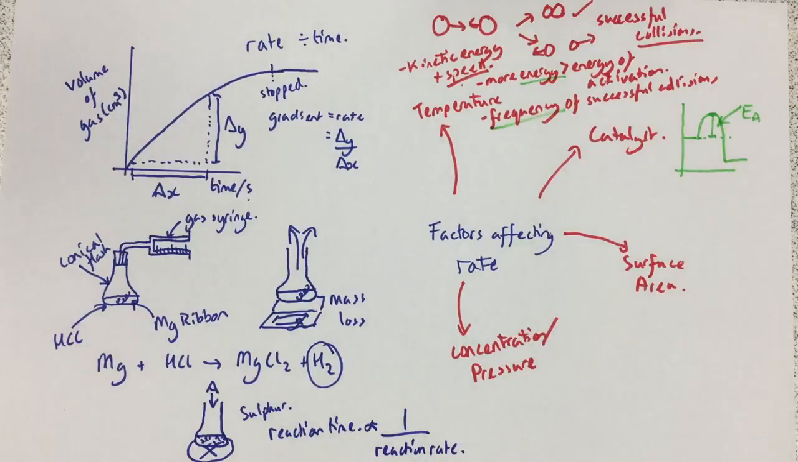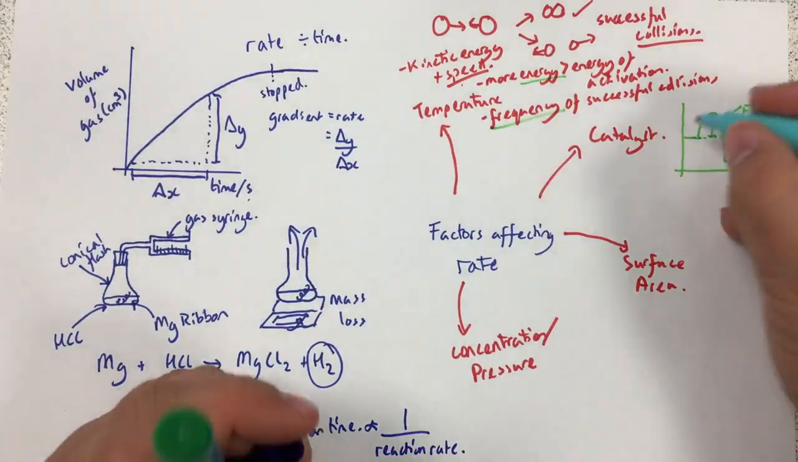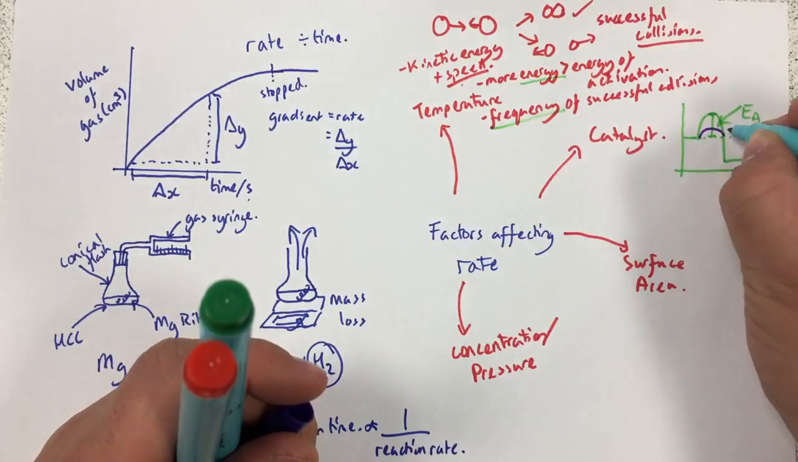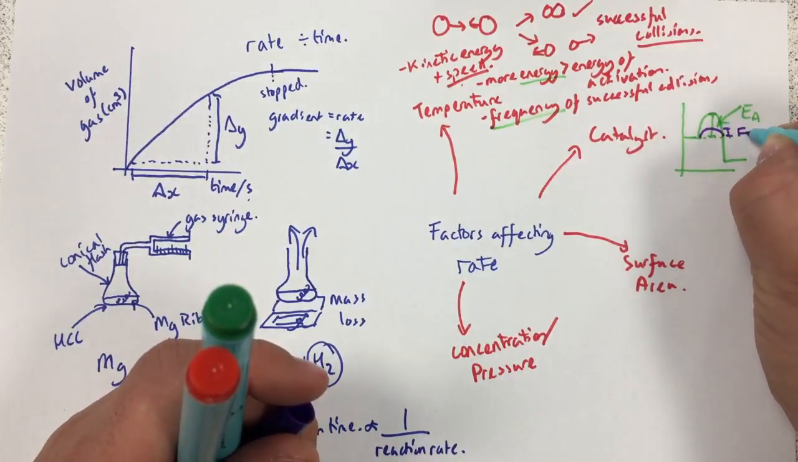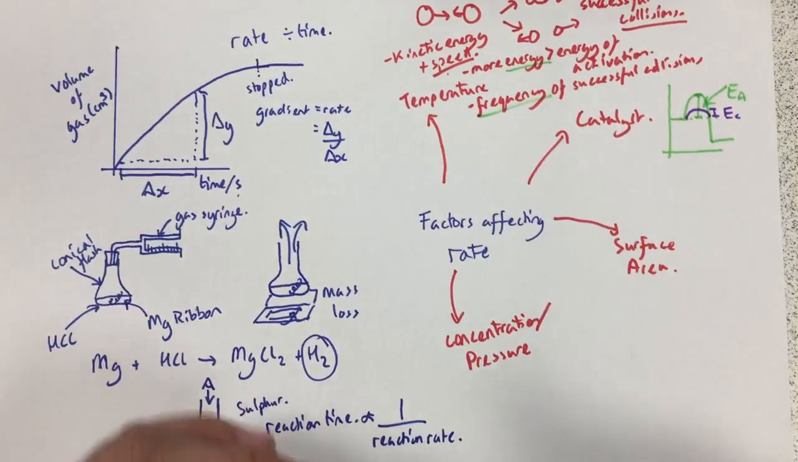If you use a catalyst, what happens is we provide a lower energy of activation by providing an alternative route for the reaction to occur by, right? So we're reducing the energy of activation.